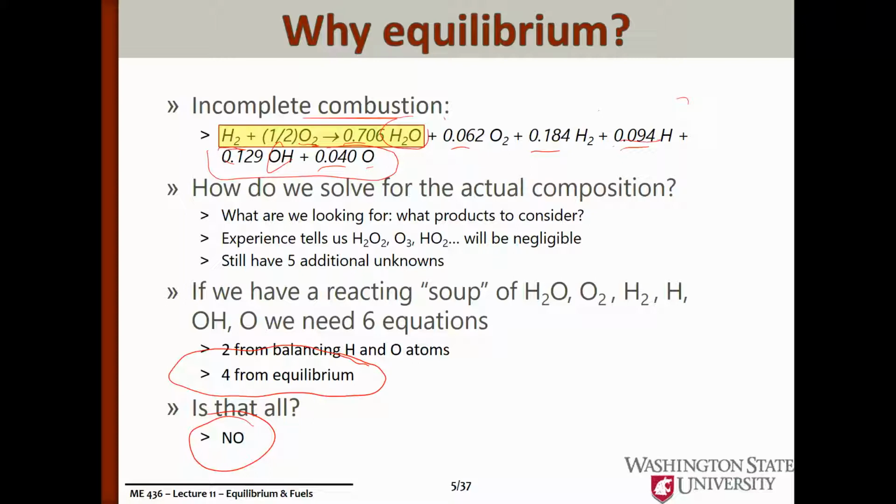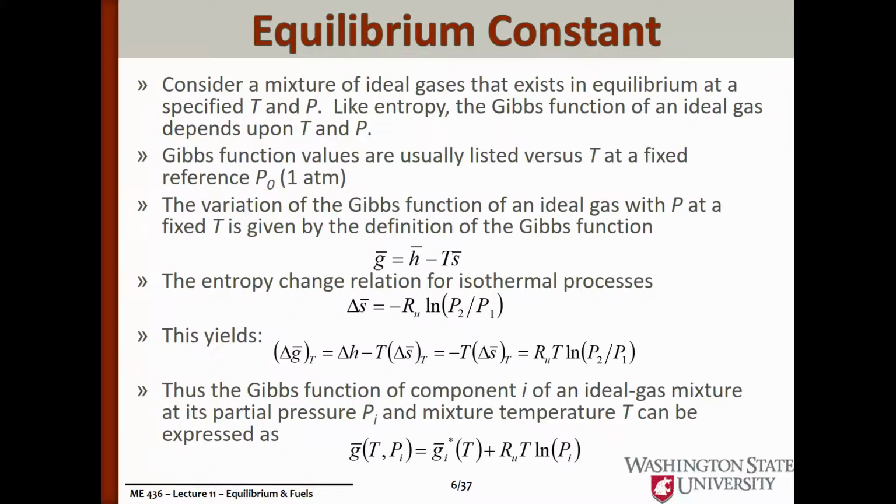So we need 4 equilibrium equations. What are those? Well, what we're looking for is some constant that we can put in a table, or some constant we can measure experimentally and use to define equilibrium, so that if we experimentally did it under some conditions, hopefully that constant could still apply in other conditions.